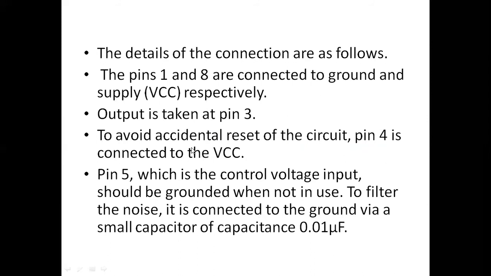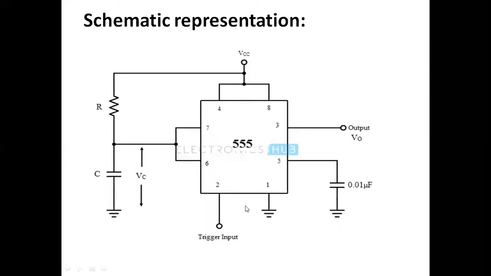The connections here are: pin 1 is connected to ground, and pin 8 is connected to VCC. If pin 4 is not used to reset, then pin 4 is connected to VCC or pin 8 in order to eliminate false triggering. Next, pin 5 is connected to ground through a 0.01 microfarad capacitor in order to eliminate noise problems. So these are the main connections.